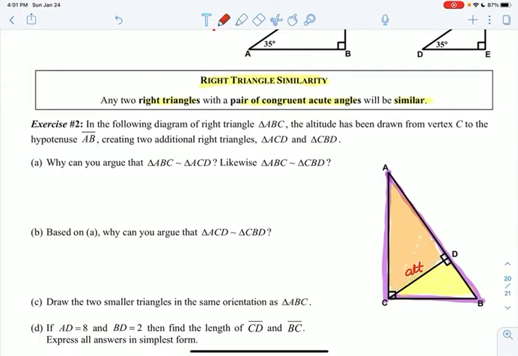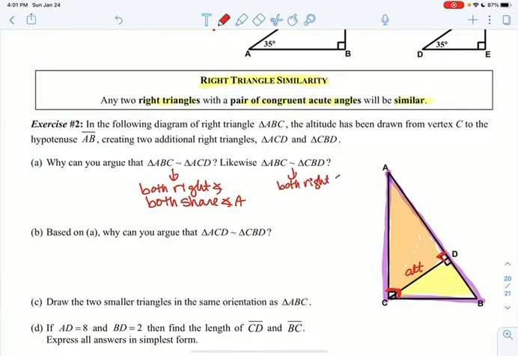I want to know, why is ABC, which is the big one, similar to ACD? Well, they both have a right angle, and they both share angle A. All right, here's a right angle in that smaller orange triangle. Here's a right angle in the big purple triangle. Why is ABC similar to CBD, the small yellow one? Well, again, they both have a right angle, and they both share angle B.